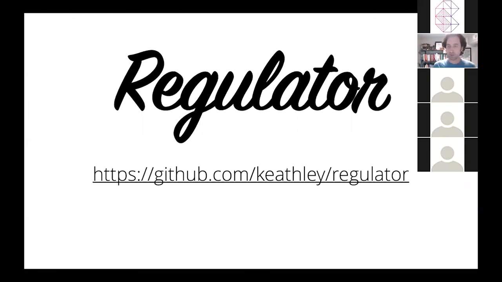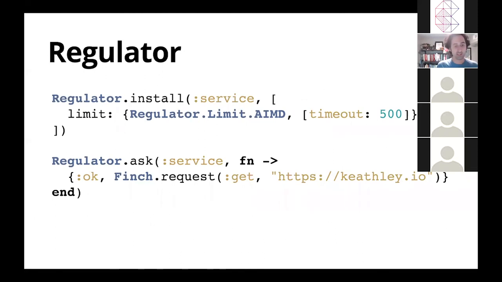The way you use it's really simple. I almost made it through this entire talk without showing any code. This is all you get. That's a 2020 resolution for myself. But you install a regulator, you can choose the type of limit that you want to use. So AIMD would be additive increase, multiplicative decrease. And then when you want to see if you have available capacity, you can just ask it. And if we have capacity, then we'll call the callback and you can do whatever you want in there. Otherwise you get a drop, and we'll just drop the request immediately.